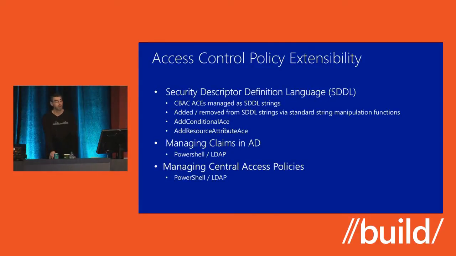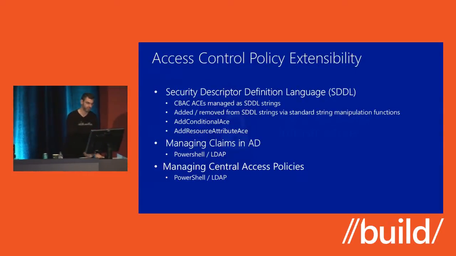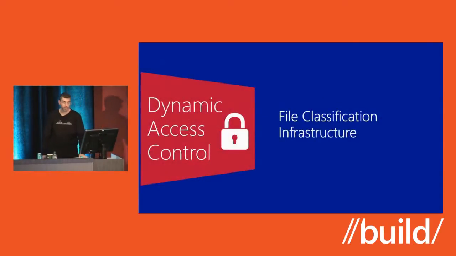Okay? And the scenarios there are, and we'll see at the end, some of the partners that have already come on and done things. But for example, Axiomatics has this model where they take XACML policies from an XACML server and convert them to SDDL policies and then shove them into a central access control policy in Active Directory. Okay? That's just one example. There's lots of extensibility points. One of them is file classification.